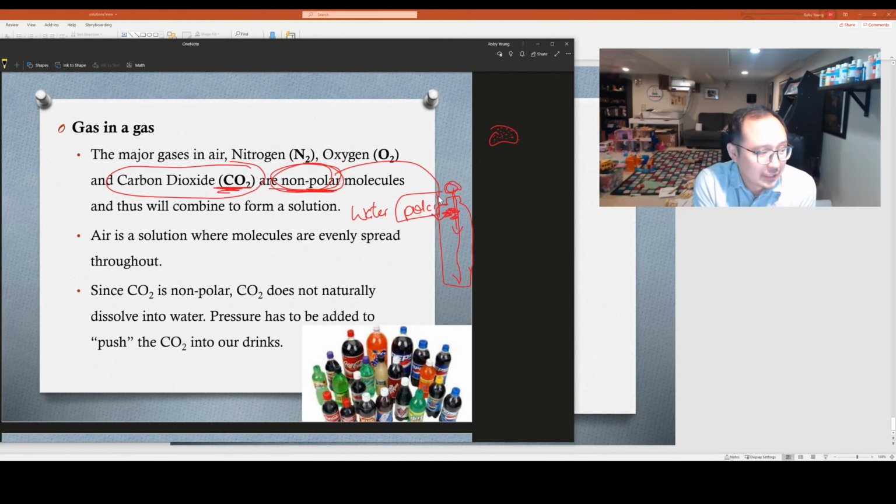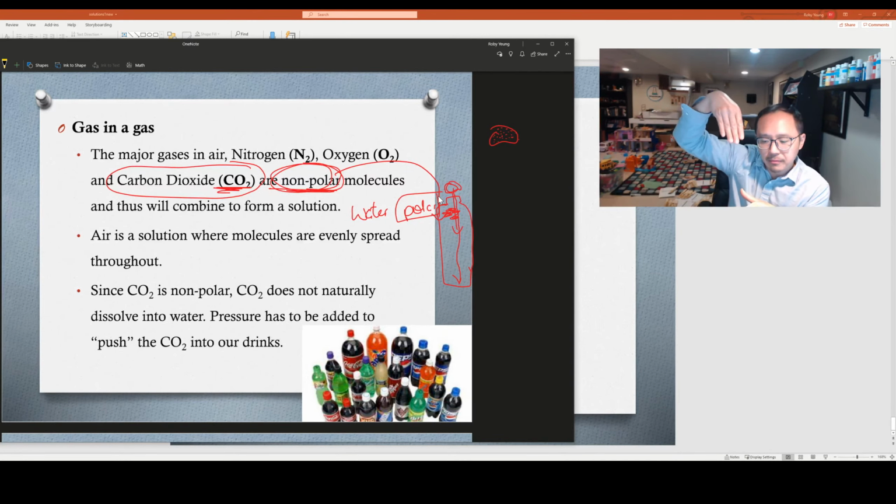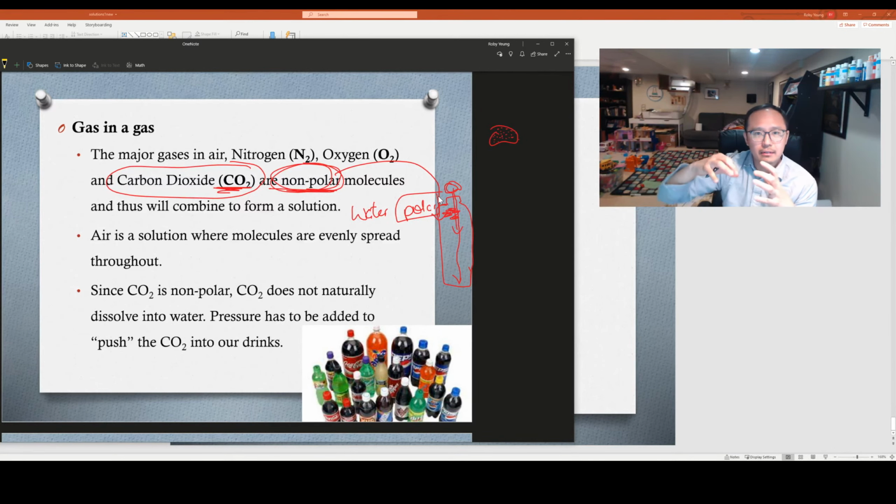So naturally, carbon dioxide doesn't form a good mixture with water. That's why drinks like Coke, Pepsi, and Fanta, those carbonated drinks, are pressurized. That means the carbon dioxide has to be forced in there with pressure, and then the container has to be airtight. So then that carbon dioxide will be contained, right?